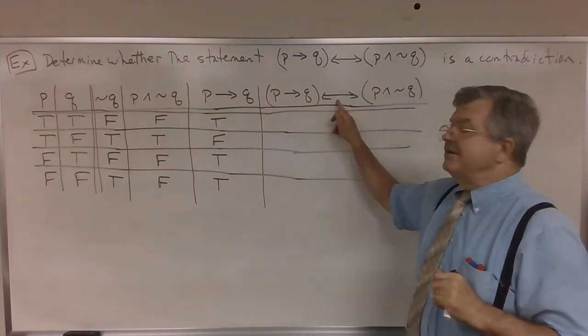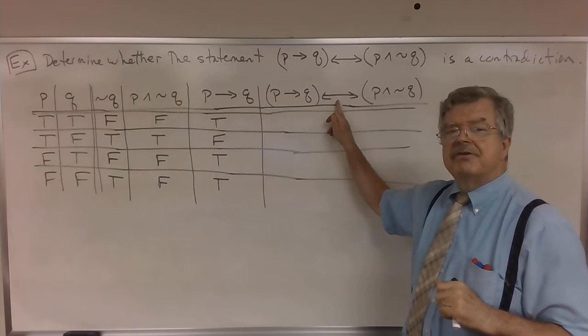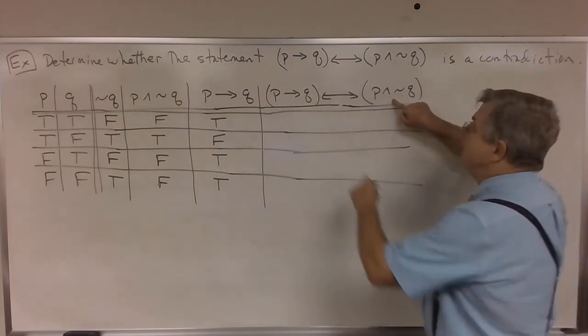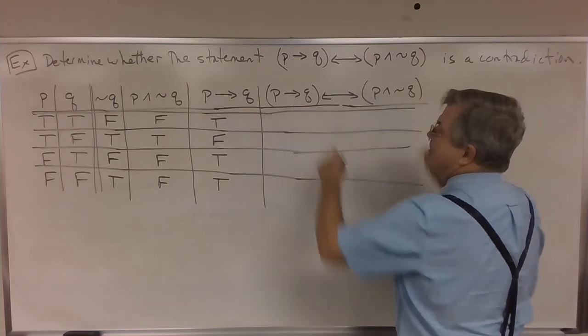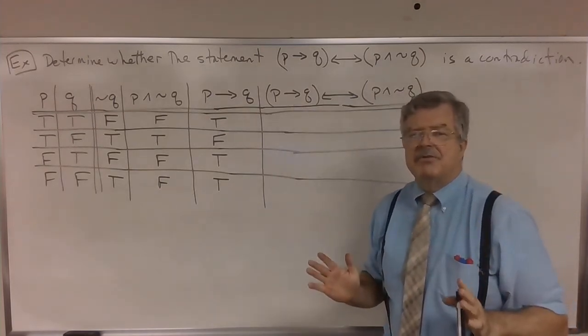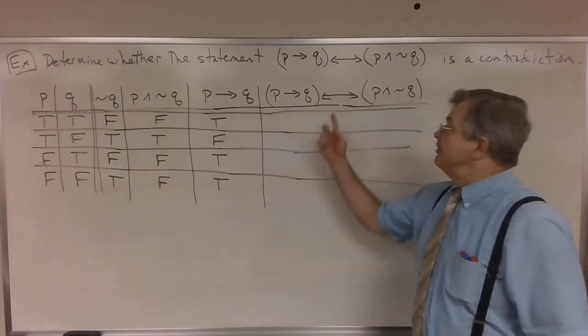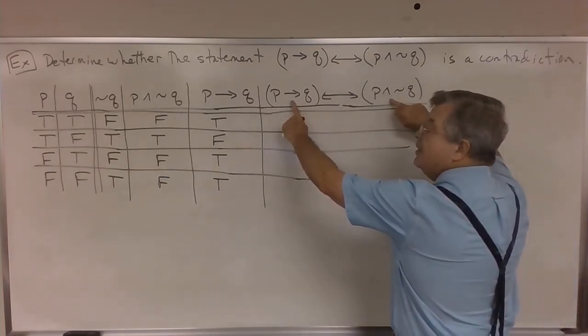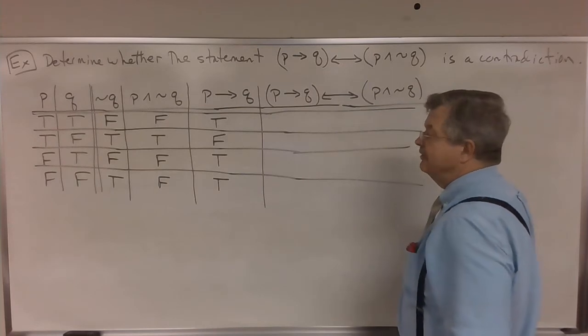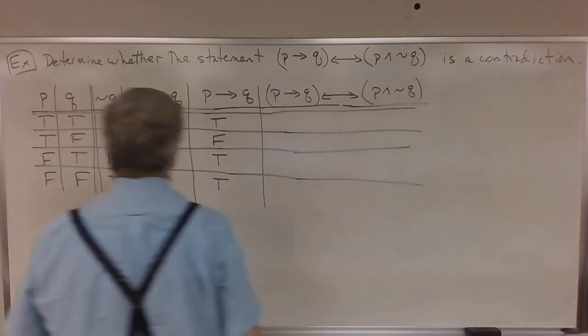A biconditional statement is only true when both of the statements that make up the biconditional statement have the same truth value. So this will be true when both statements are true or when both statements are false. And when does that happen?